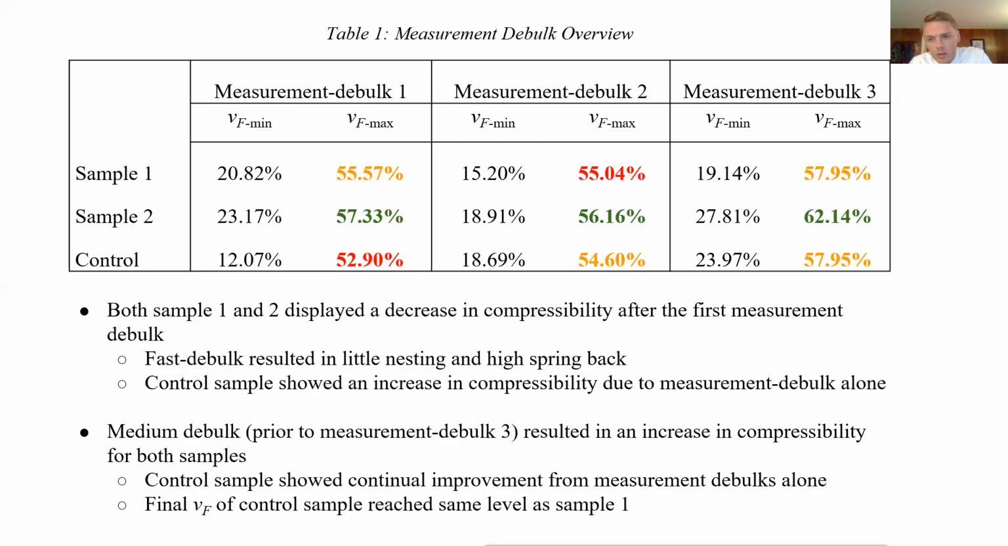After the medium debulk, the control sample and sample 1 reached the same final volume fraction maximum, with sample 2 reaching a volume fraction of roughly 4% higher than the control. So pretty interesting results, and I'll leave those up for just a second so that you can observe those. All right, so now I'm going to move on to discuss what they mean.